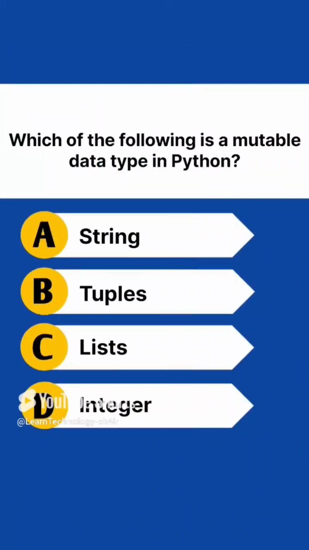Which of the following is a mutable data type in Python? The right answer will be option C. Lists in Python are mutable, meaning they can be changed after creation.